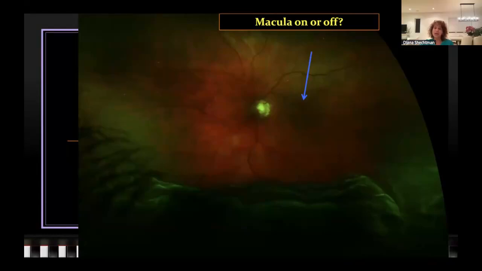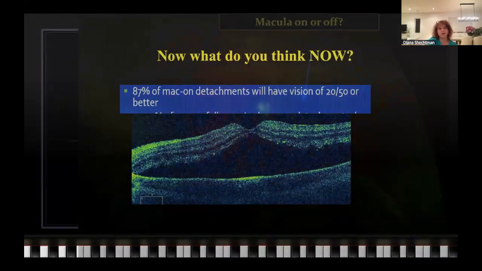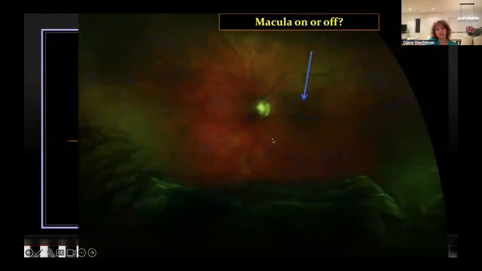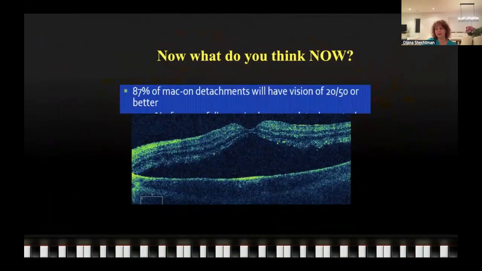And I'm telling you right now, photos don't tell this whole story. You would say this macula is 100% on, but it is 100% off. And it's very difficult to tell. It only needs a little bit of fluid seeping into the macula. If the visual acuity is affected, the macula is off. And I've told that to my colleagues over and over again.